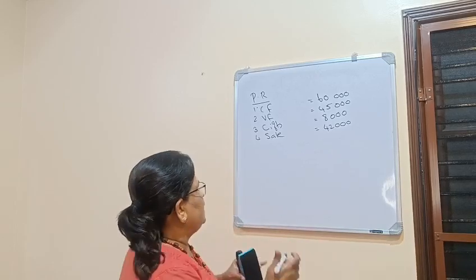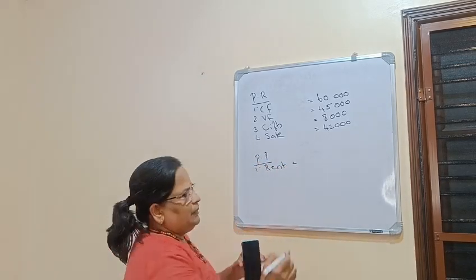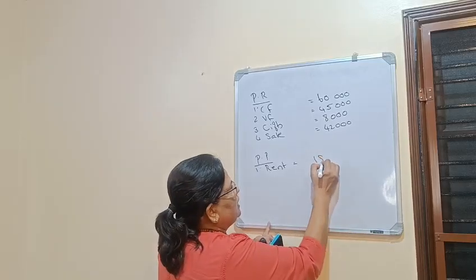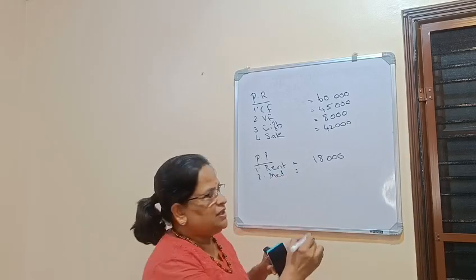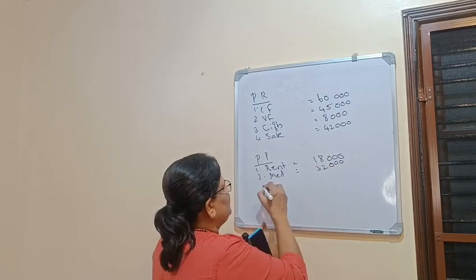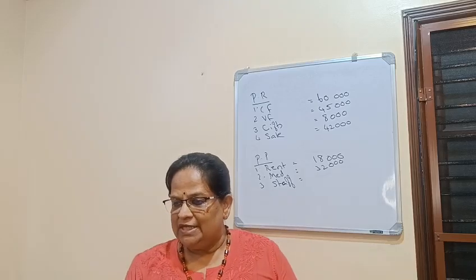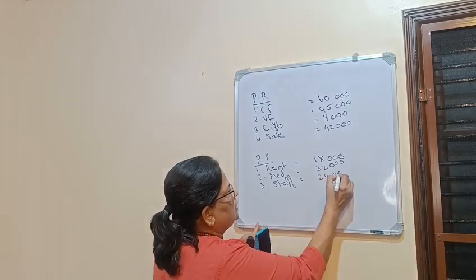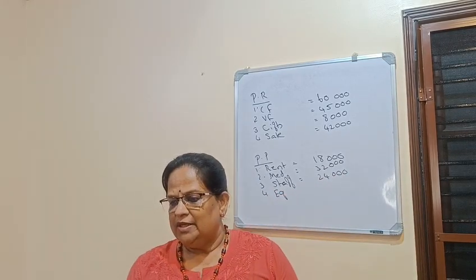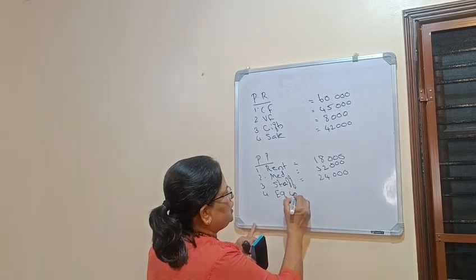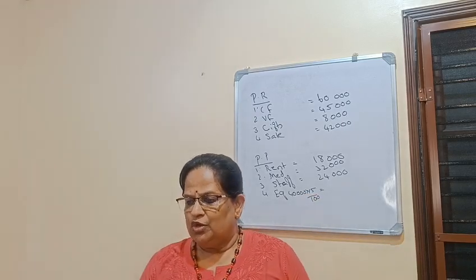Payment side, professional payments. Rent of clinic value is 18,000. Purchase of medicine value is 32,000. Next is staff salary, 24,000. Surgical equipment: you have to charge 15% depreciation for that, 40,000 into 15 by 100. Next is motor car expenses.